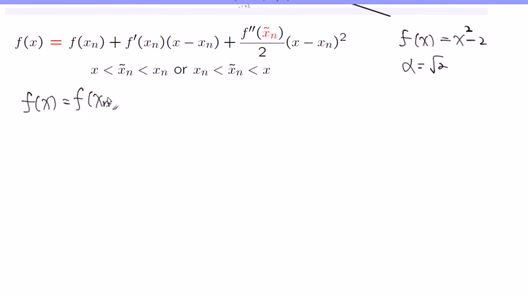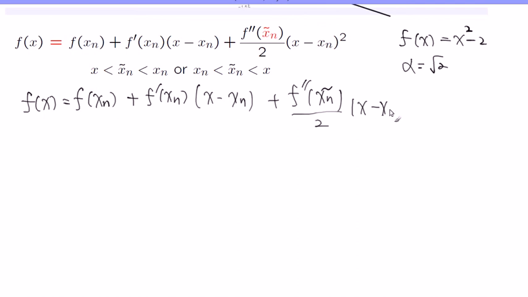Xn is the nth iterate in Newton's method, and you know what f prime of xn is. You can use this one to calculate, and x minus xn plus f double prime of xn tilde. Well, we don't know what that is, somewhere in between. That makes it equal to an x minus xn squared, right?